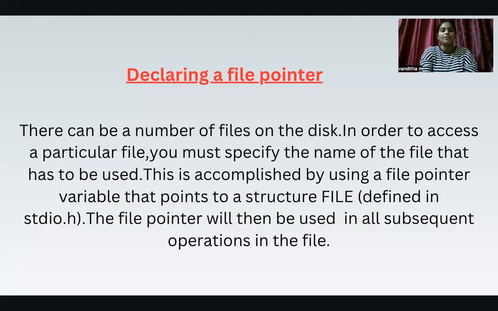Next, let's discuss how to declare a file pointer. In order to declare a file pointer, it is given below. There can be a number of files on the disk. In order to access a particular file, you must specify the name of the file that has to be used. This is accomplished by using a file pointer variable that points to a structure FILE, which is defined in the stdio.h. The file pointer will then be used in all subsequent operations in the file.